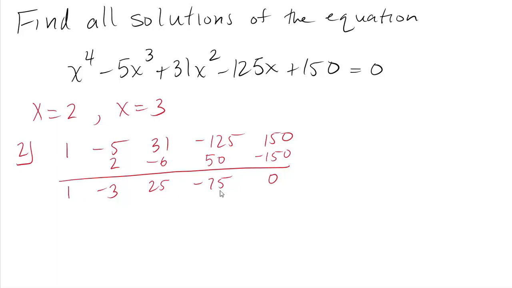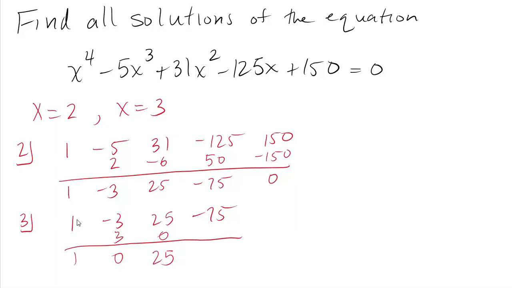Now that gives us a polynomial that we could break down, but we're going to take advantage of the fact that we know 3 is a 0 as well. I'm going to take that new list of coefficients, don't write down the remainder, and I'm going to do the synthetic division again with x minus 3, putting 3 in the nook. The 1 comes down, 3 times 1 is 3, negative 3 plus 3 is 0, 3 times 0 is 0, 25 plus 0 is 25, 3 times 25 is 75, and negative 75 plus 75 is 0. Again, that's not surprising. We knew that was going to happen.